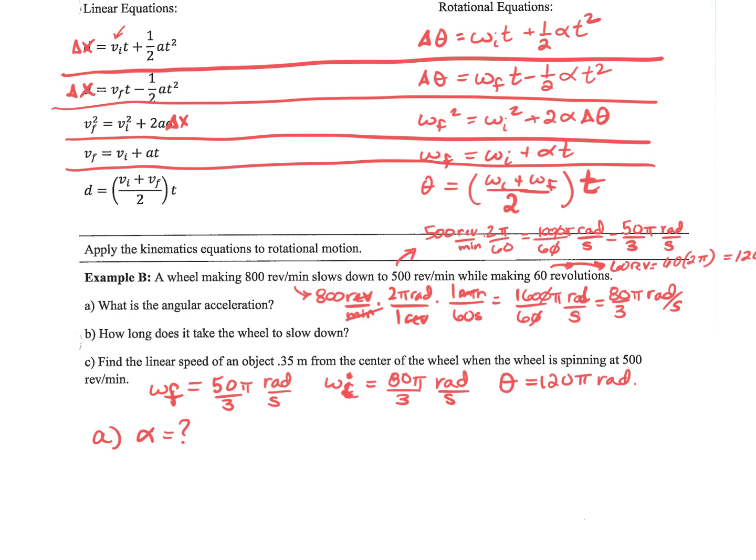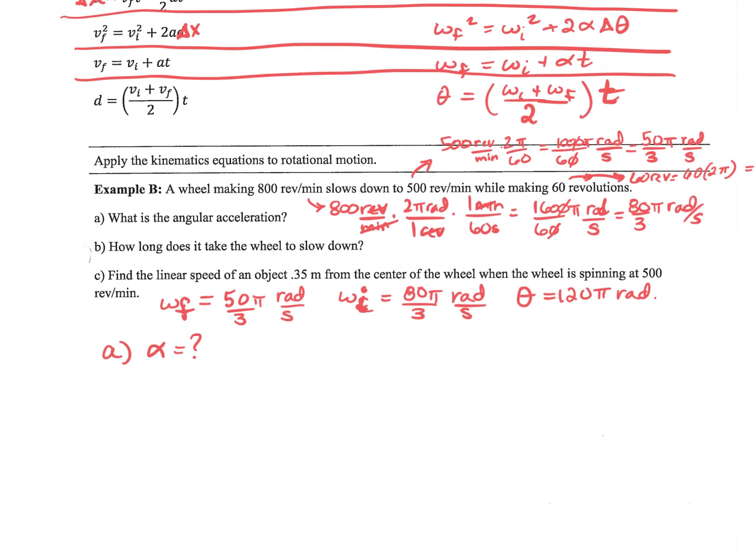1, 2, 3, 4, or 5. What are we missing here? We don't have time. So can I use 1, 2, 4, or 5? So which one can I use? I can use 3. And that's what we will use. Omega final squared equals omega initial squared plus 2 alpha delta theta.